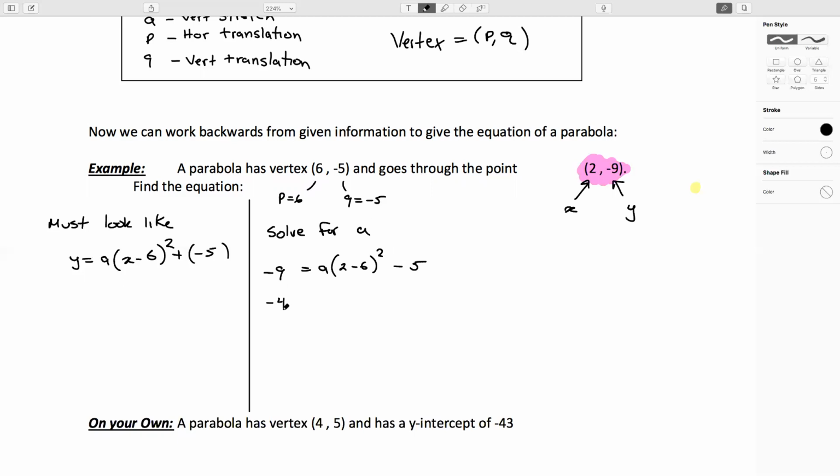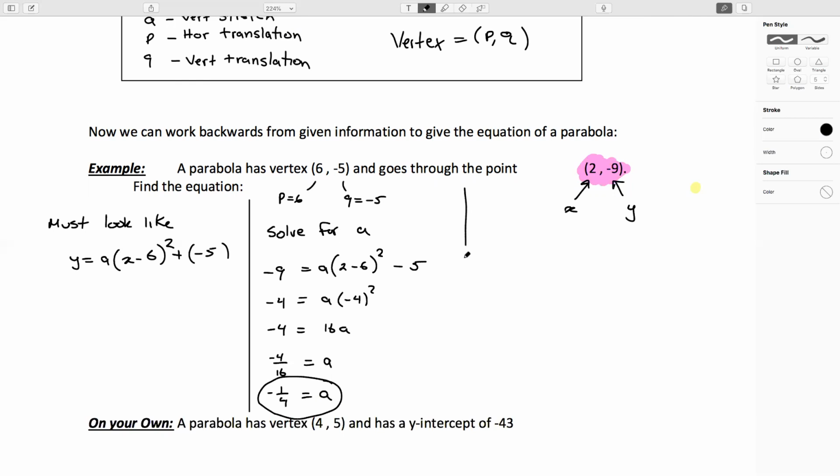So we'll get minus 4 equals a times minus 4 squared. I can simplify further. Minus 4 equals 16a. And I can divide by 16. So minus 4 over 16 equals a, or negative 1/4 equals a. So now I've solved for my unknown using a point that it passes through.